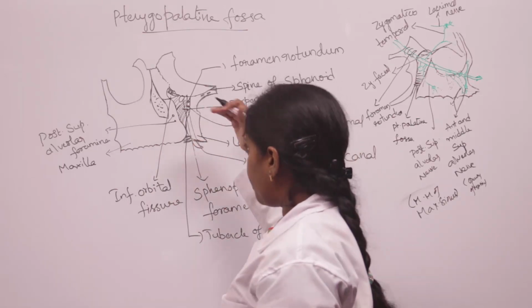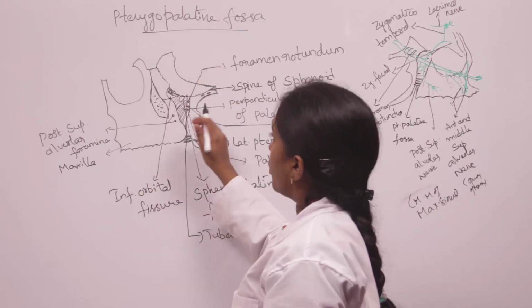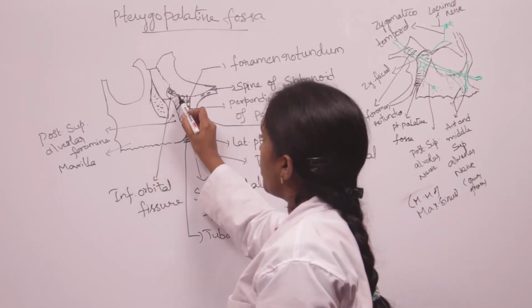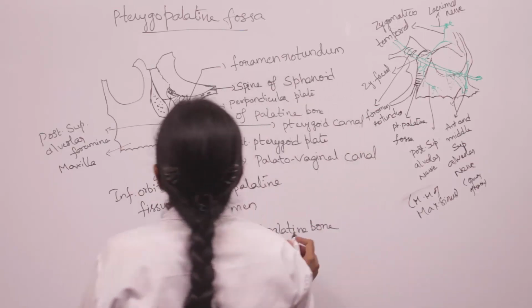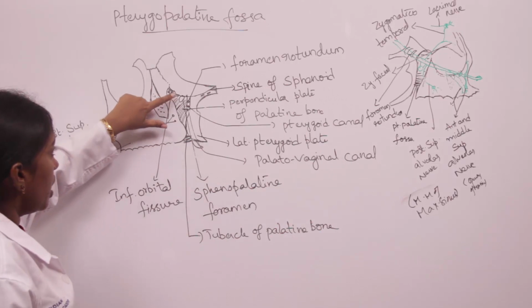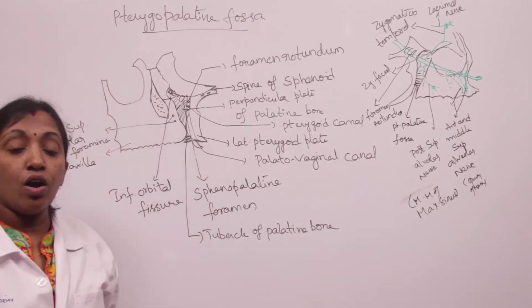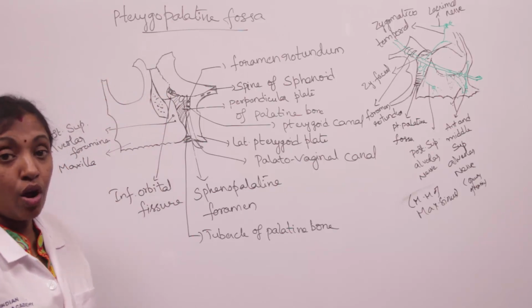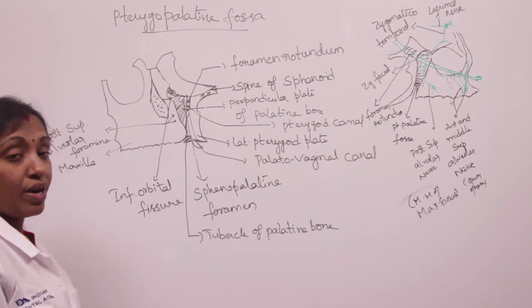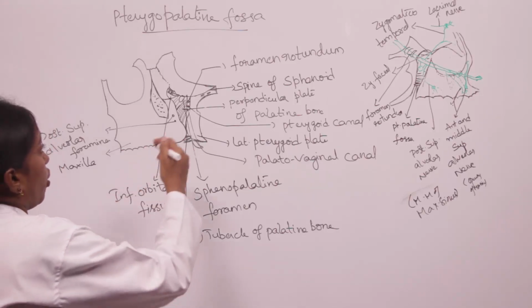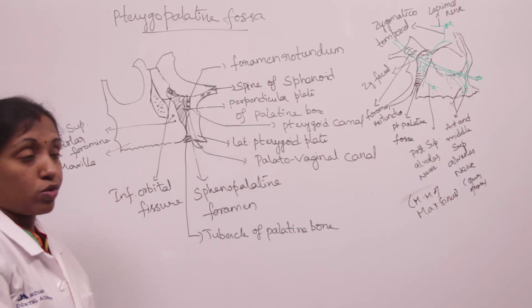Coming to the superior relation, it is formed by the orbit, through the infraorbital fissure, and also by the orbital process of the palatine bone and the body of the sphenoid. It is formed by the orbital process of the palatine bone and the body of the sphenoid. And these are the boundaries of the pterygopalatine fossa.